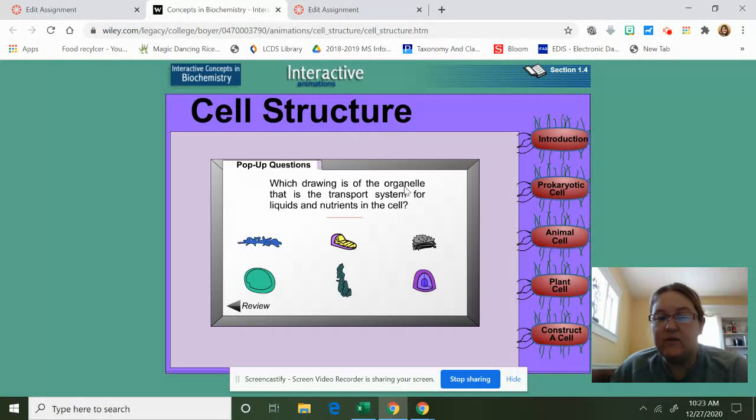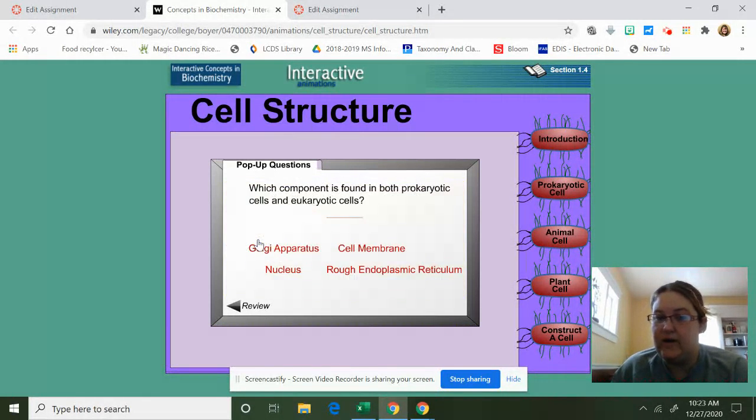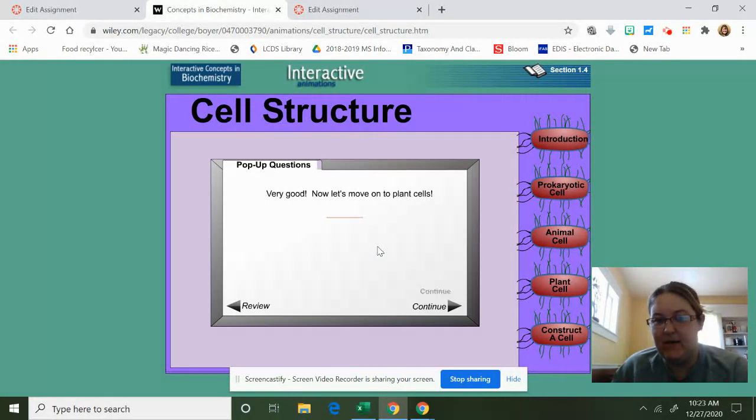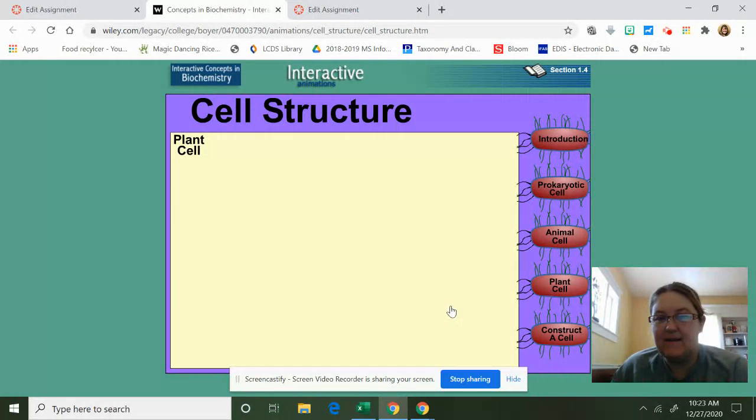Which drawing is the organelle that is transport system for liquids and nutrients? Well, I mean, we've used everything else. So hopefully you know that it is the smooth ER. Which component is found in both prokaryotic and eukaryotic? Golgi, nucleus, rough ER, just the membrane. Now let's move on to plants.